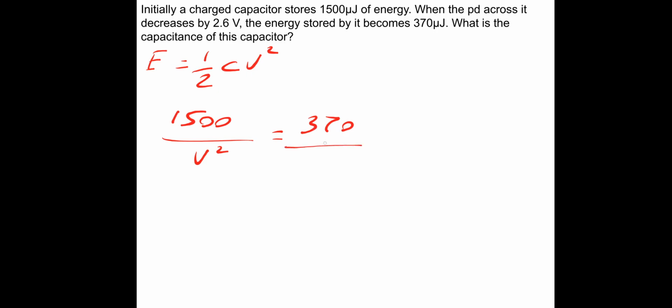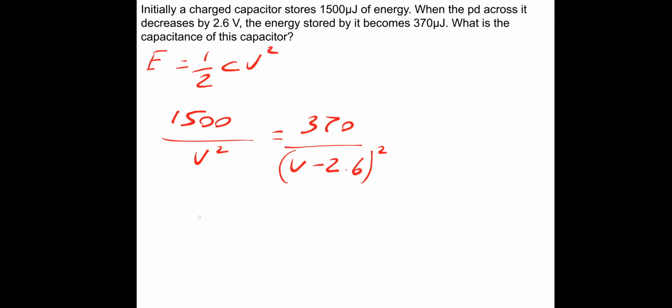So remember, we had the E equals half CV squared. And I'm going to make them both equal to C, make them equal to each other, but cancel the halves as well. So we end up with energy 1, which is 150 microjoules, divided by the voltage squared, equals 370 microjoules, divided by the initial voltage, subtract the 2.6, squared.